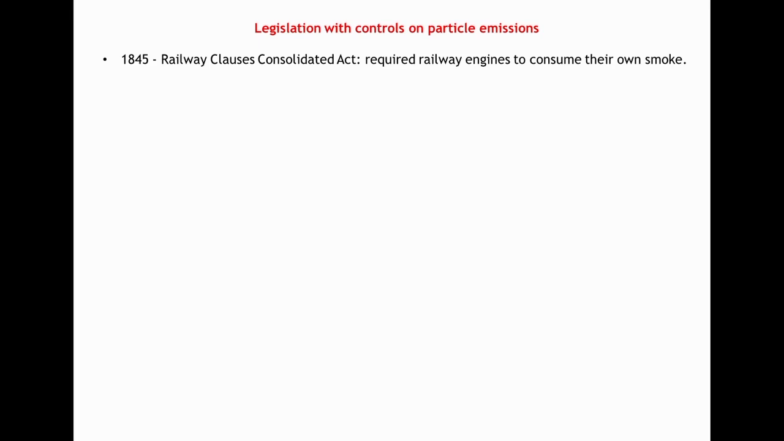So let's go through the legislation and just backtrack across all the legislative devices that have been put in place to deal with pollution in general and particulates in particular. So one of the earliest inventions of afterburning and reburning of pollution was forced by the Railway Clauses Consolidated Act. So the emissions from the coal-fired steam engines had to be trapped and fed back into the furnaces to burn their own smoke, because there was too much smoke coming out in the plumes.